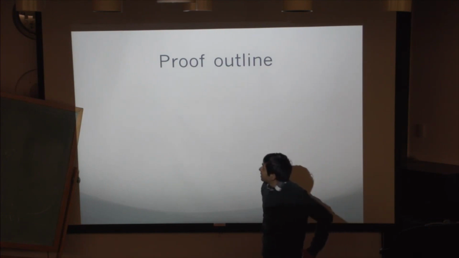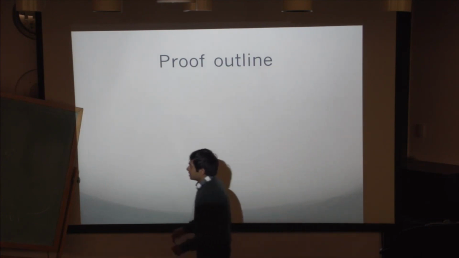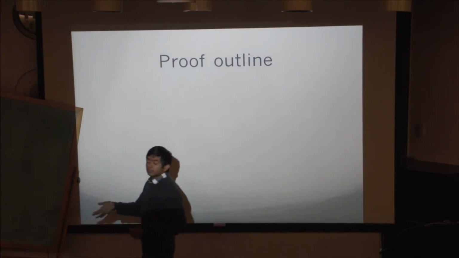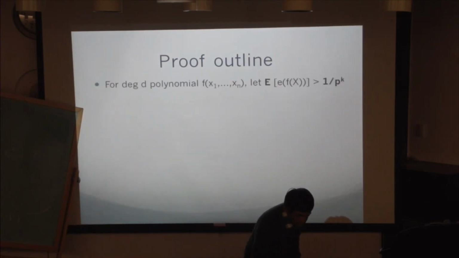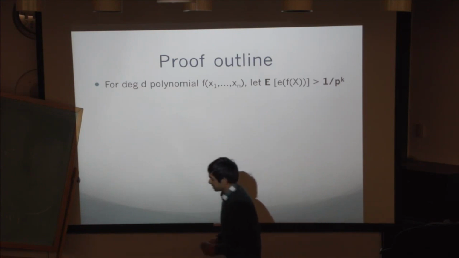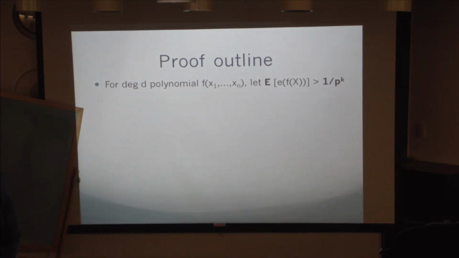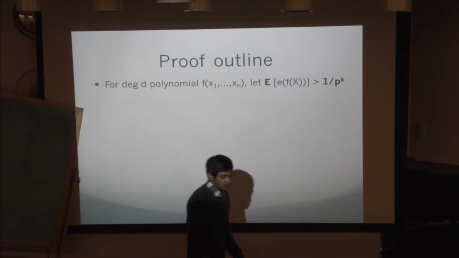Okay, so proof outline. I'm going to show how you can almost get to a decomposition, but not quite. And so this part is very straightforward. So you have to basically play with the derivative structure. So if any part is not clear, I'm going to use the board.